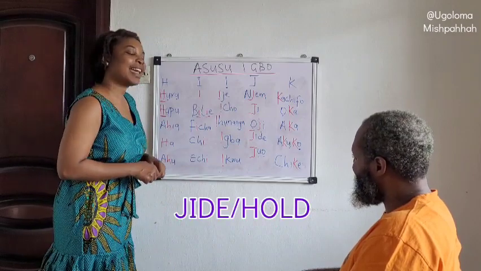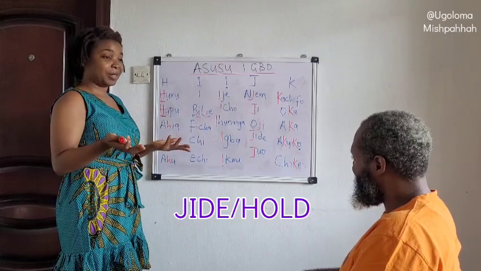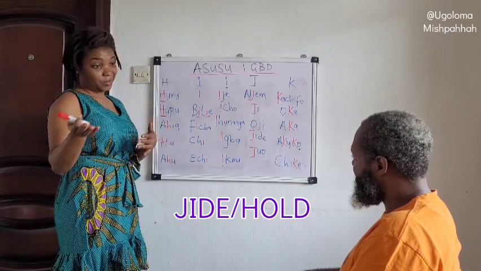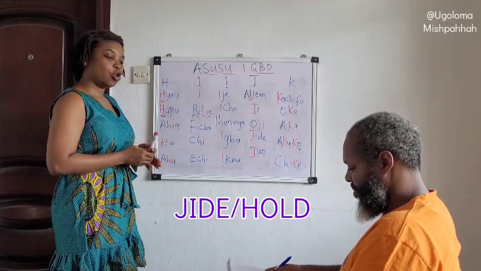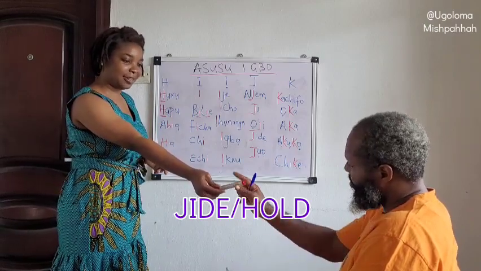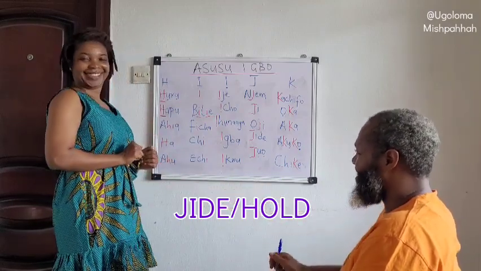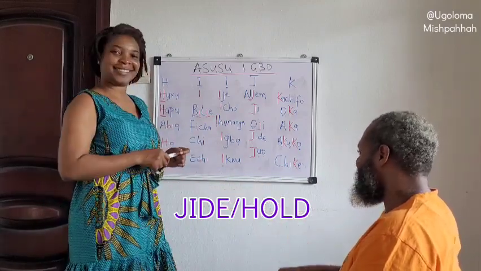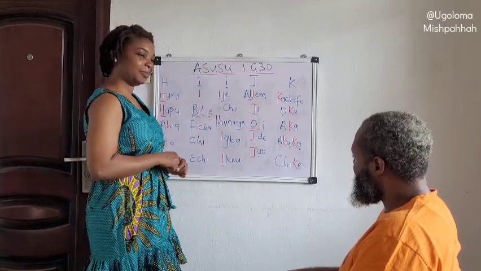Jide. It can be somebody's name, Jide, in the Yoruba land. And also, it means hold. Jide means hold this. Jide, hold this. Next one.